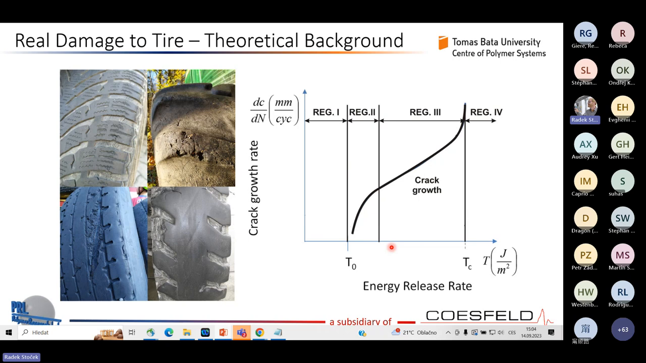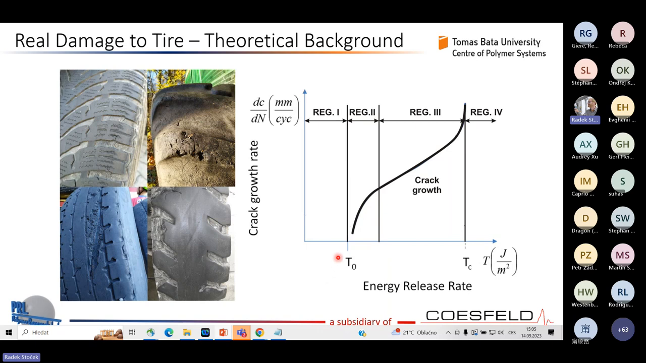All these phenomena, fracture phenomena, I mean, can be explained within this Paris-Erdogan plot, also called the fatigue crack growth diagram. This is well known for those who work with fracture mechanics of rubber, and not only rubber, even steel and so on. However, regarding rubber, I will go into slightly more detail and describe this diagram. We have here the relation between energy release rate, or tearing energy, on the x-axis. You can associate this with the load applied on a tire. And on the y-axis, we have the crack growth rate, so how quickly the cracks propagate.